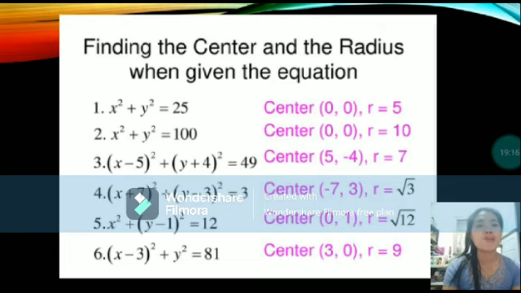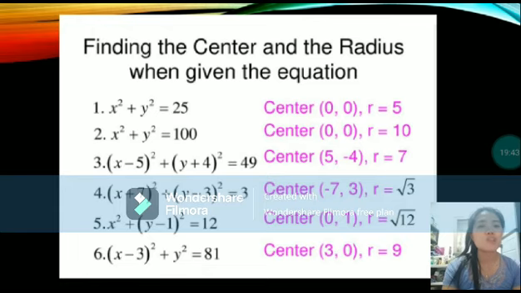Okay, let's continue. Number 4. The quantity x plus 7 quantity squared plus y minus 3 quantity squared is equal to 3. So the center is, since it's x plus 7, the opposite sign, you have negative 7. And y minus 3, since it's already minus, you have positive 3. The center is (negative 7, 3). And r, the radius, is the square root of 3. Okay, number 5.